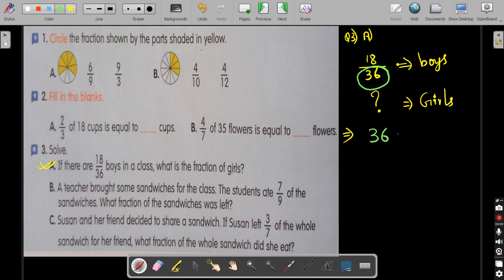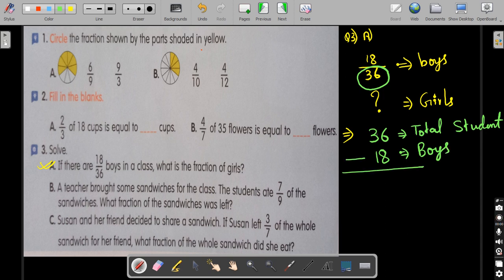So 36 we can say is total students, and they are telling that 18 are boys. Now I need to find out how many are girls. What will I do dear student? I will do subtraction. Because boys I know 18, total students I know, I will minus it. So 36 minus 18. How much will I get student here? 8 minus 6 is not possible, so I borrow; then 18 minus 16... 8, and after that here remains only 2, 2 minus 1, 1.